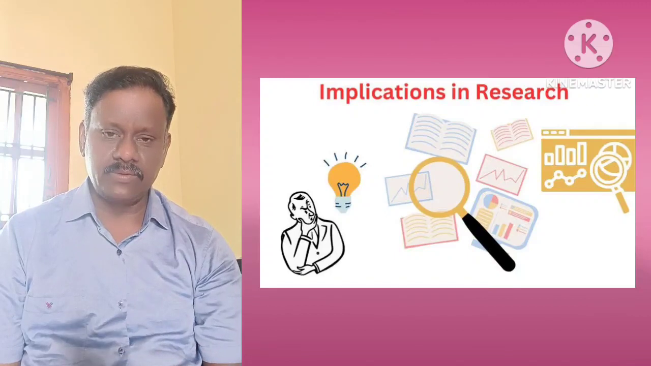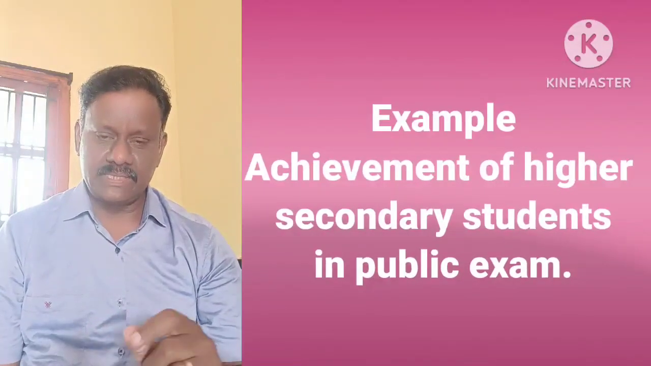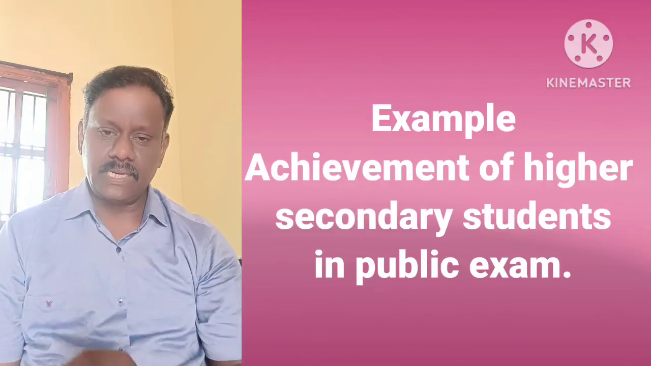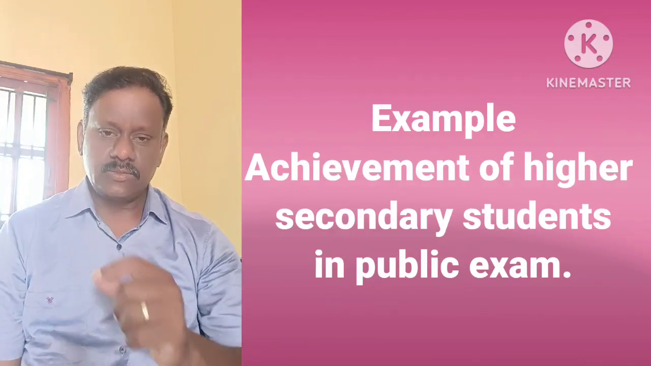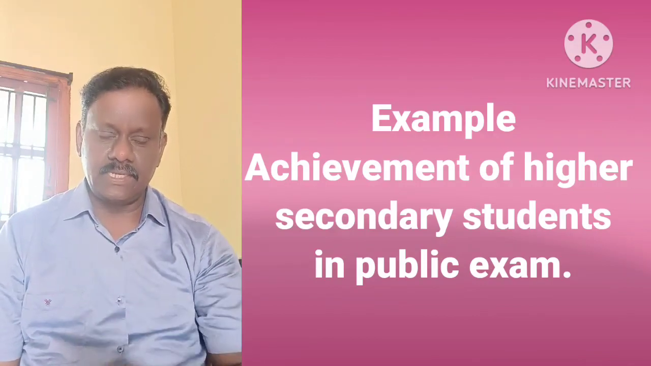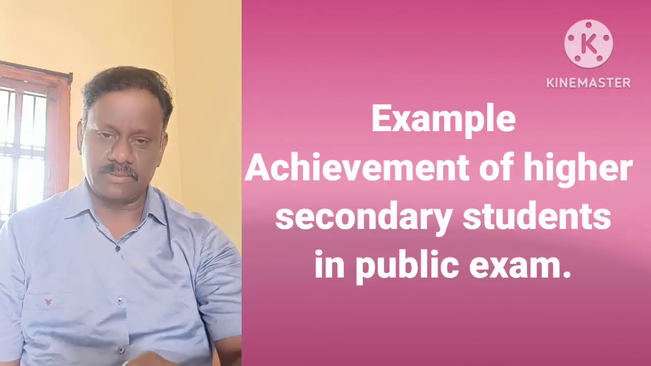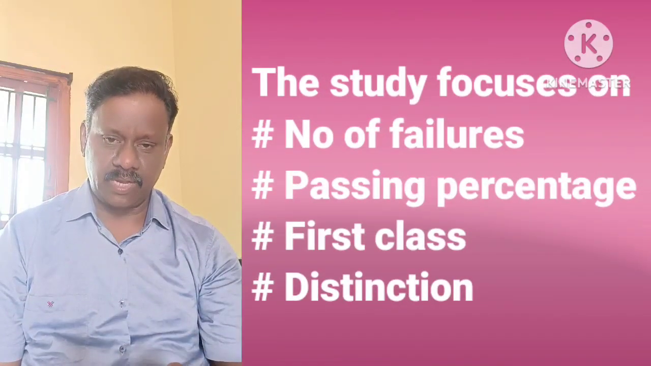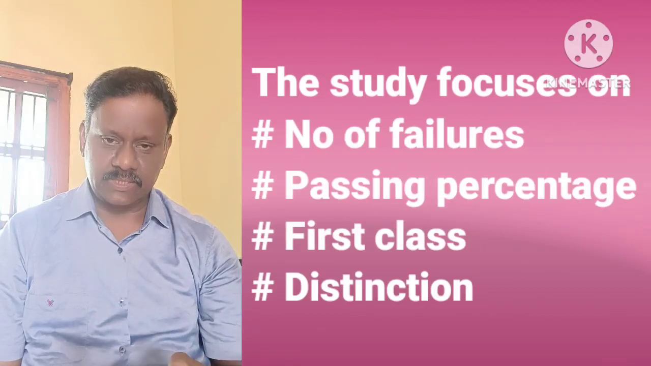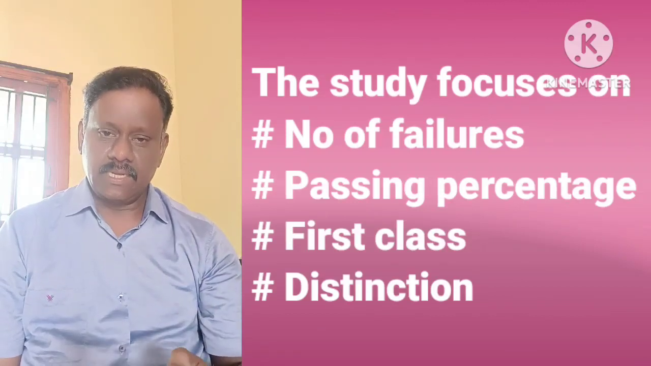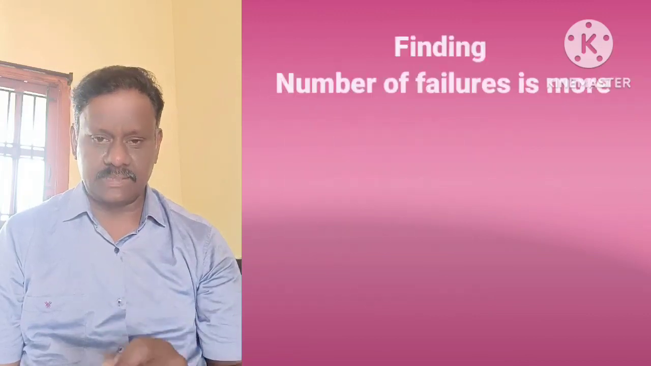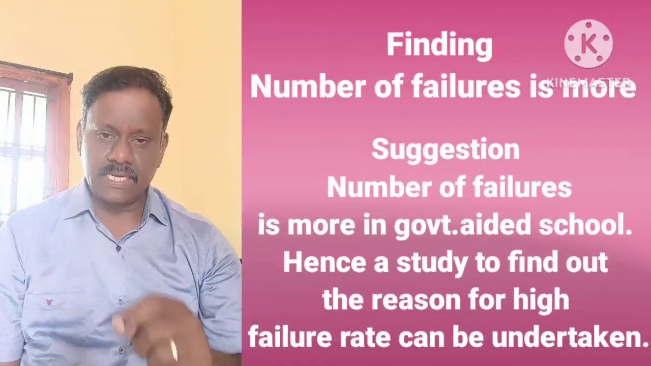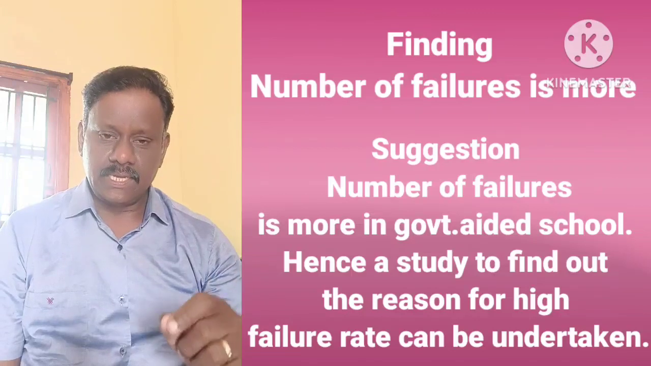And how to write? Here I would like to give an example. I have taken up a study, achievement of higher secondary students in public exams. For example, I have taken up government aided schools. So I will collect data regarding achievement of higher secondary students in public exams. I will take up number of failures, passing percentage, first class, and distinction. In my study, I have come out with the finding that the number of failures is more.